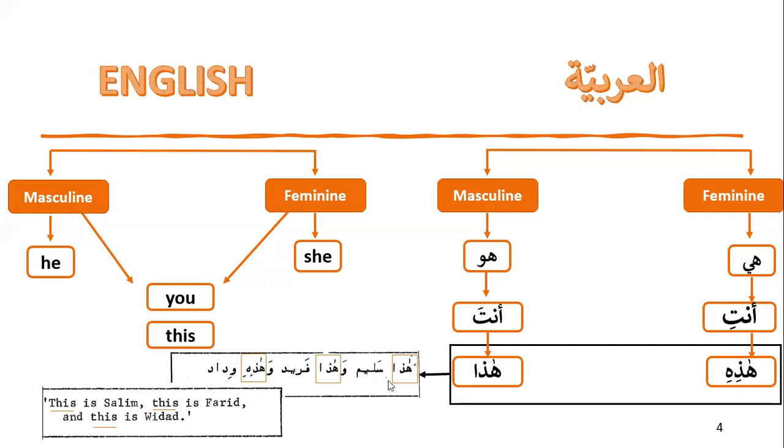So over here we have an example. Haza Salim wa Haza Farid wa Hazihi Vidan. So you see Haza and Haza for Farid and Salim, which are masculine, and Hazihi for Vidan. But in English, you will see this, and this for all masculine and feminine people. So this is one difference between English and Arabic, that we have two separate terms for this: Hazihi for feminine and Haza for masculine. So, genders.